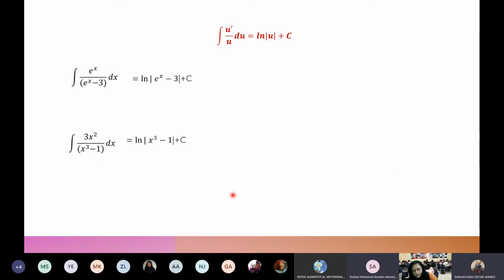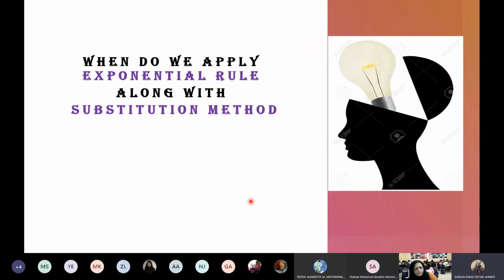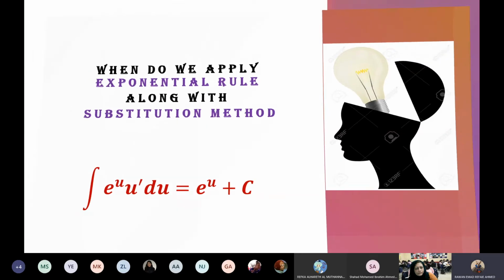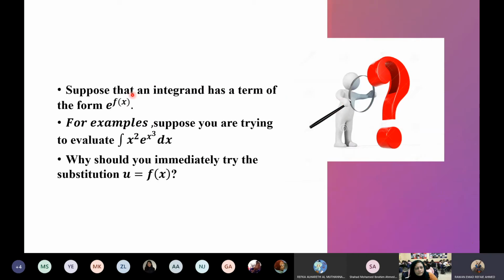Okay, good. Is there any questions? No. Okay. So now let's go to the third rule, which is the exponential rule, which is going to be e to the power of u plus c. This is the rule of the exponential, of how to solve the substitution method with the exponential rule. Now, before teaching you how to solve, we'll solve some questions later.